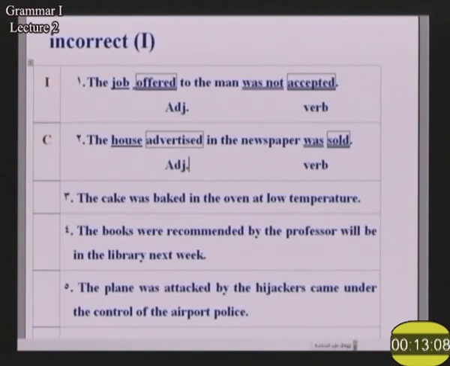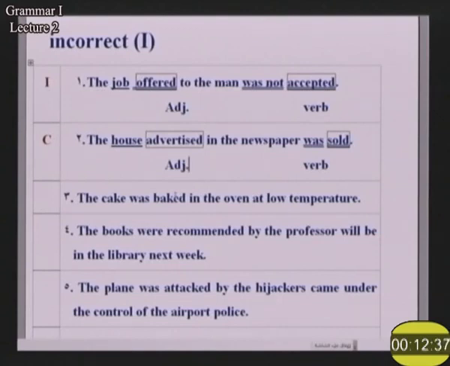Let's look at number three then. The cake was baked in the oven at low temperature. The cake subject was baked verb لأن ما عنديش أي verb تاني بعد كده was baked in the oven at low temperature يبقى was baked. Baked هنا it's the past participle and it's part of the verb, it's not an adjective type.